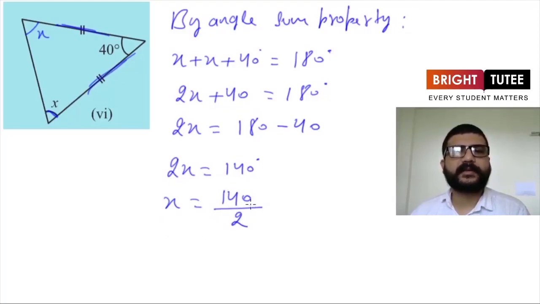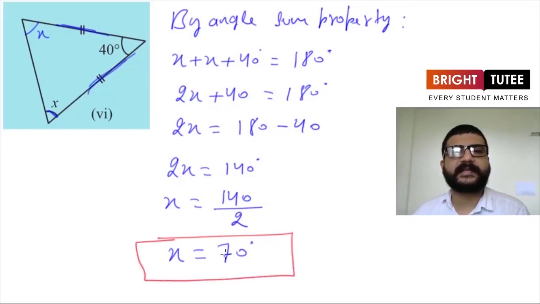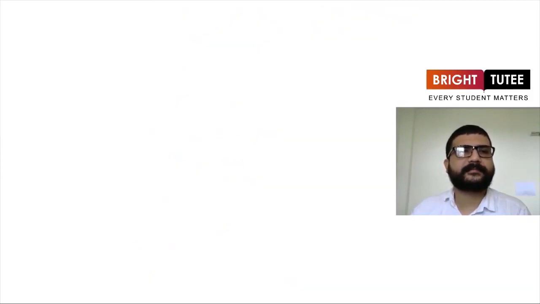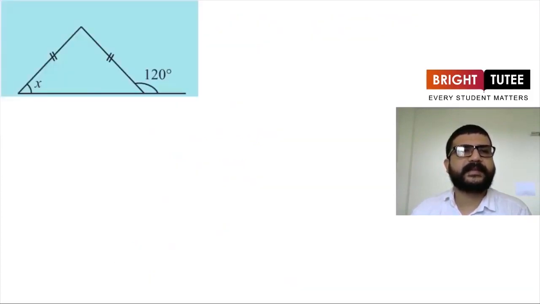Now x is equal to 140 divided by 2, and 140 divided by 2 is equal to 70. So we can say that x is equal to 70 degrees. So the final answer to this question will be x is equal to 70 degrees. Now let's see the next question. Here is the next question.